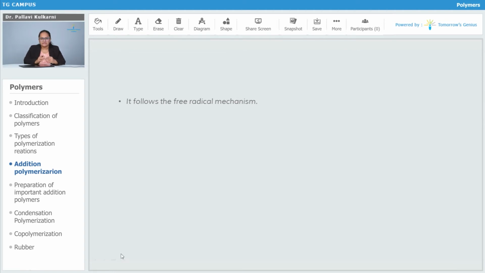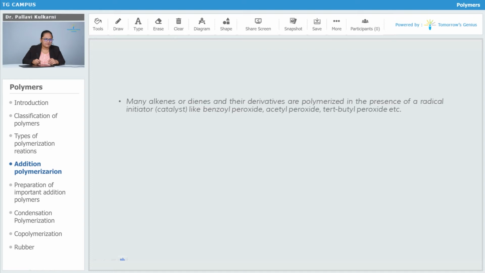The addition reaction which is involved in this polymerization reaction involves a free radical mechanism. The reactive intermediate involved in the mechanism is a radical, a free radical. Apart from the starting material, which acts as the monomers in this case, like alkenes and dienes, another important part of this reaction is the radical initiator, which is nothing but the catalyst for this reaction. Examples of radical initiator are benzoyl peroxide, acetyl peroxide, tertiary butyl peroxide, etc.